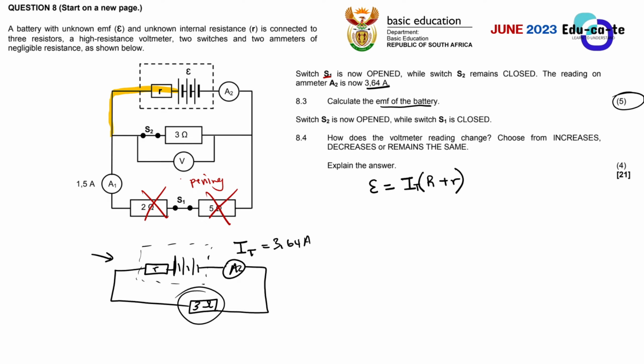If we are using this new circuit after opening switch S1, the EMF will be equal to the total current, which is now 3.64 amperes because we have removed the other 2 resistors. So the total current has decreased. I mean, it's now 3.64 amperes.